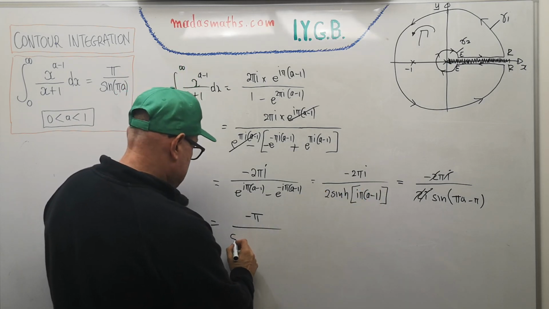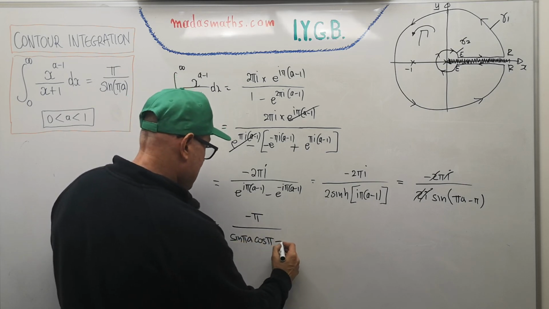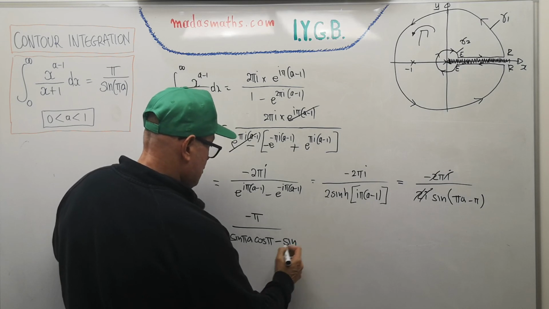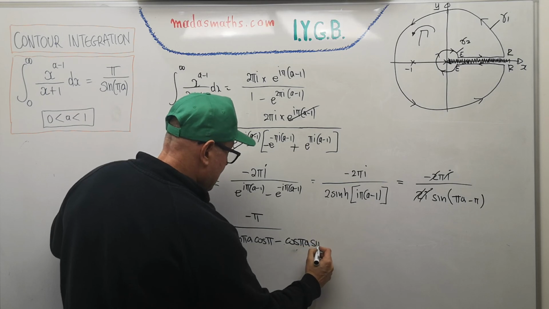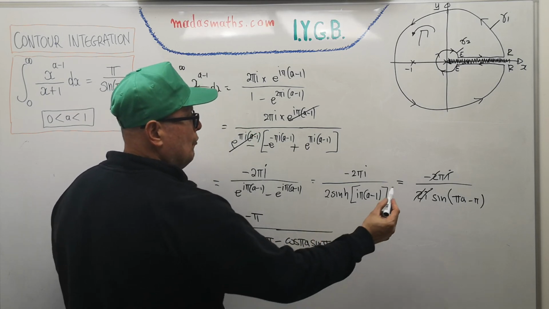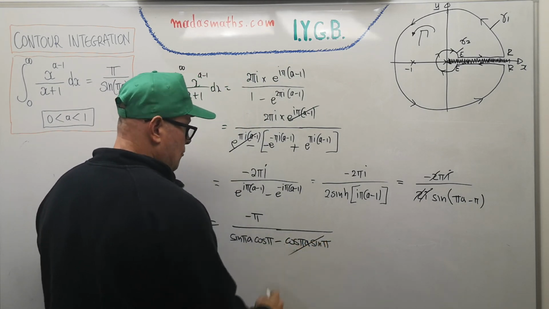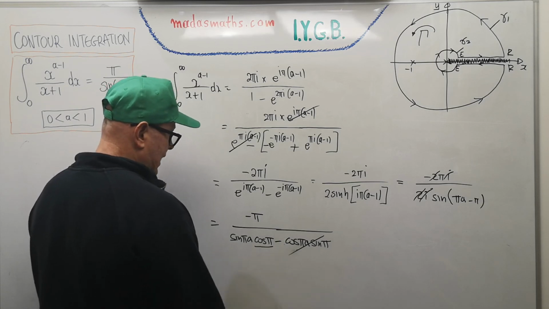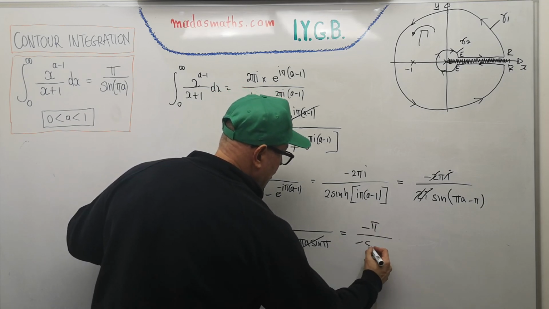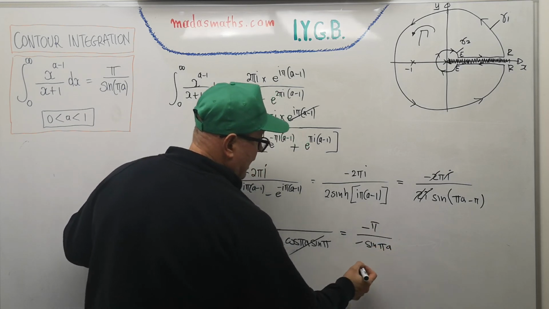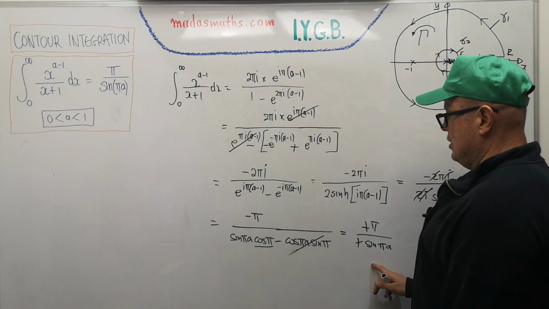And now this compound angle. So this is going to be sine pi a cos pi minus cos pi a sine pi. So that's the compound angle of sine (A minus B) here. And yes, it does work because the sine of pi is 0, so it kills that. And the cos of pi is of course minus 1, and this will now be minus pi over minus sine pi a, and of course the minus now disappears, and the required answer has been achieved.